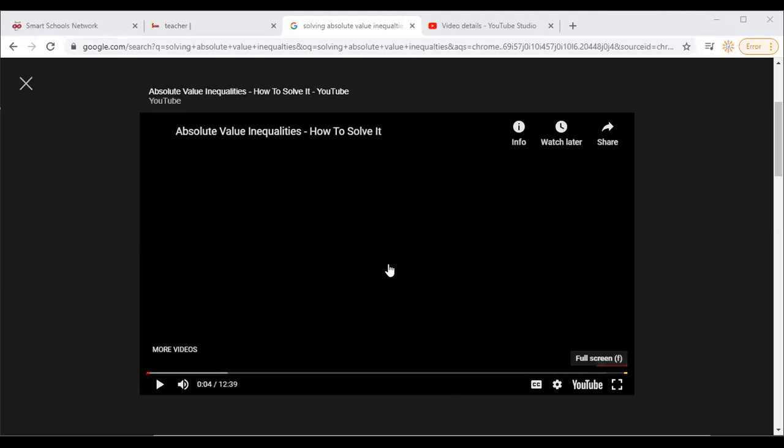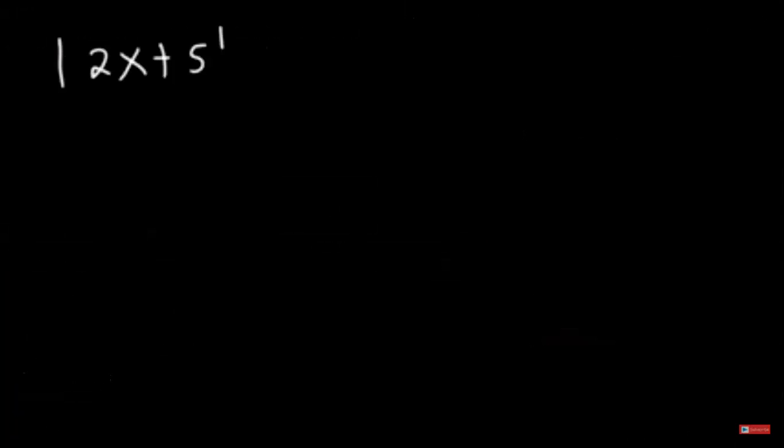Hello, grade 9. We will start today with the last lesson in this chapter, which is talking about absolute value inequalities and how to solve them. We studied absolute value equations before, and today is the second part, absolute value inequalities. The absolute value means the distance from zero, and we also know that the absolute value should be a positive number.